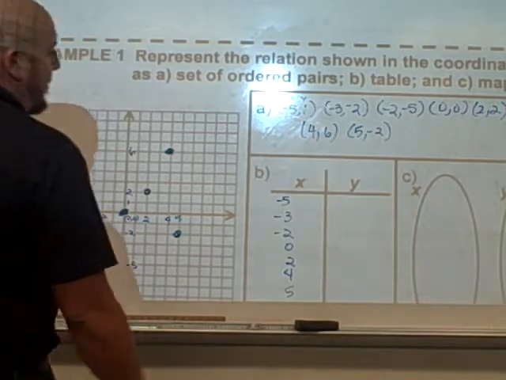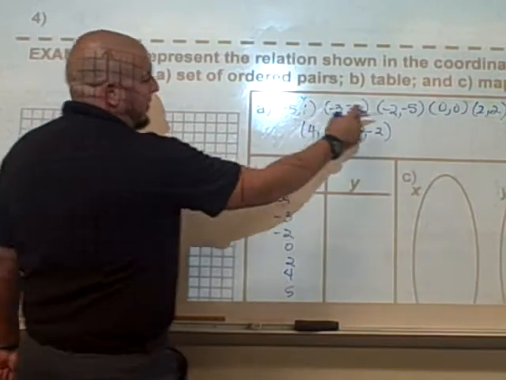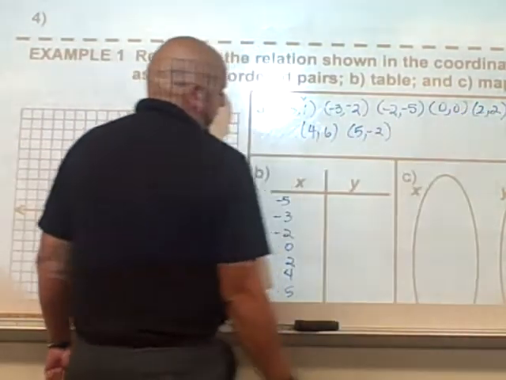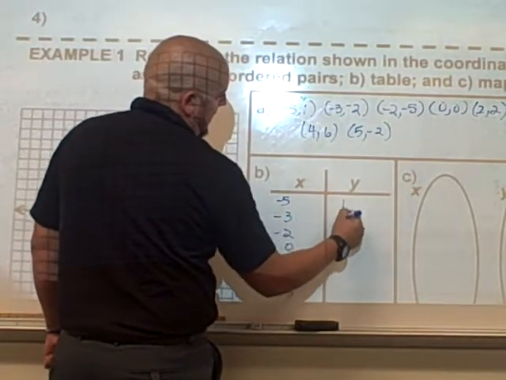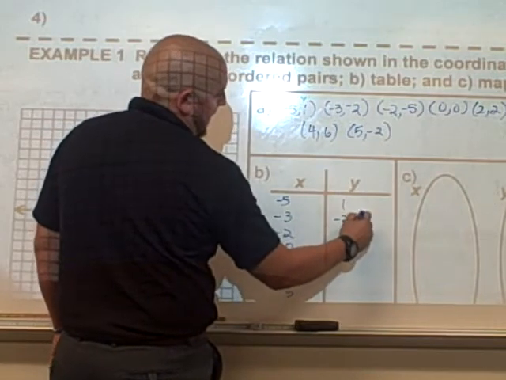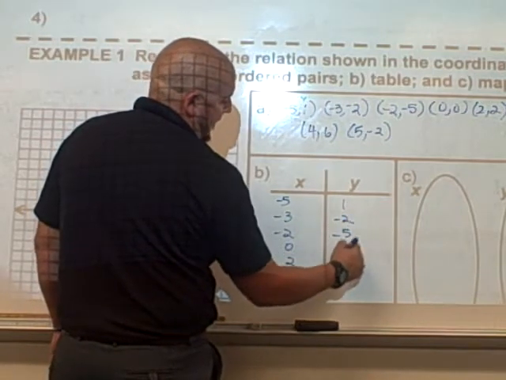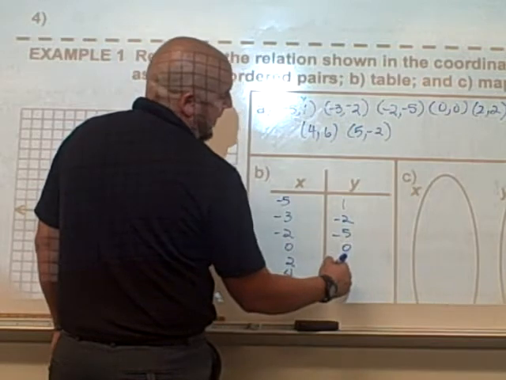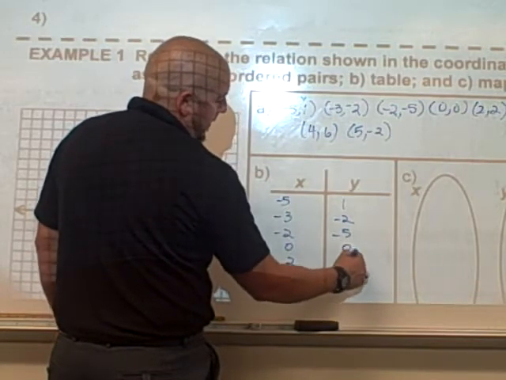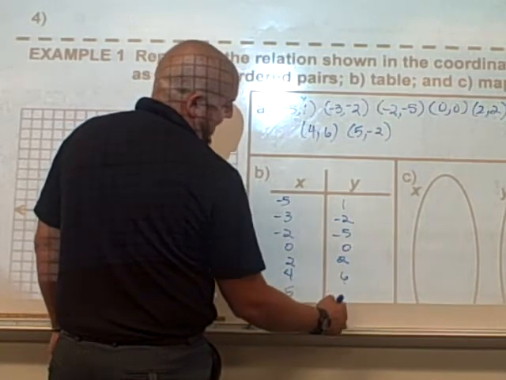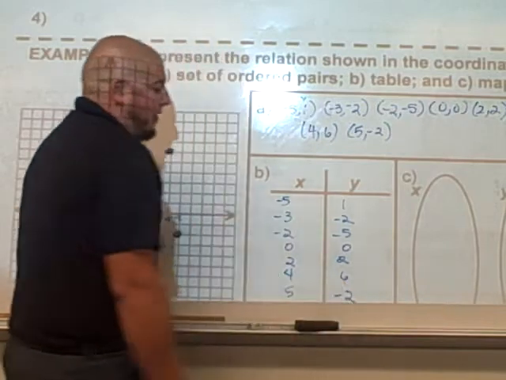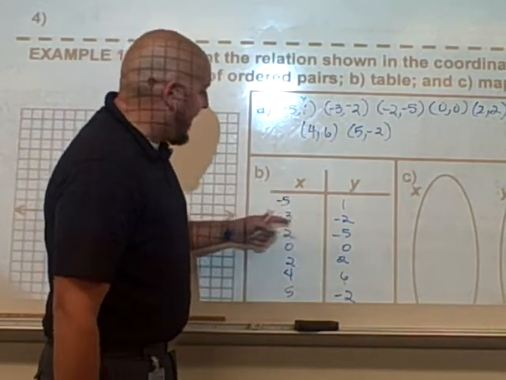On the other side, I'm going to put my y values. So those are all the second numbers in the coordinates. So I have 1, negative 2, negative 5, 0, 2, 6, negative 2.